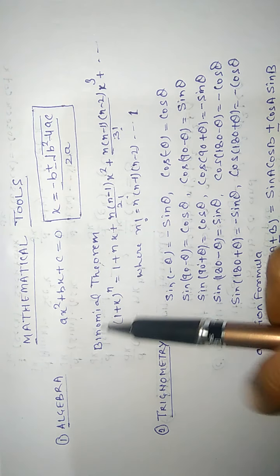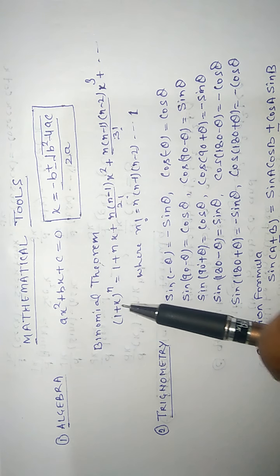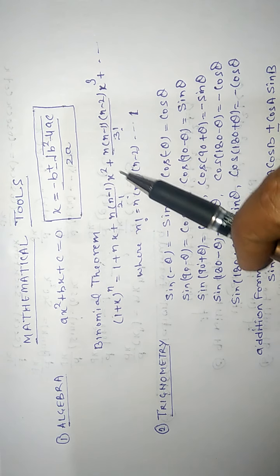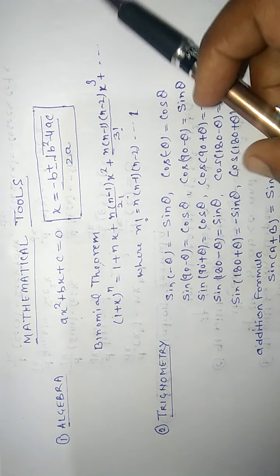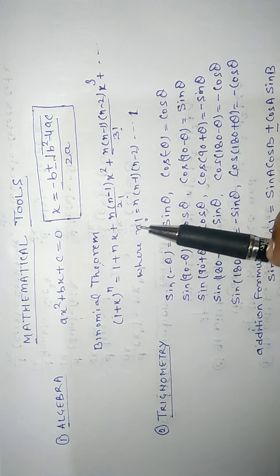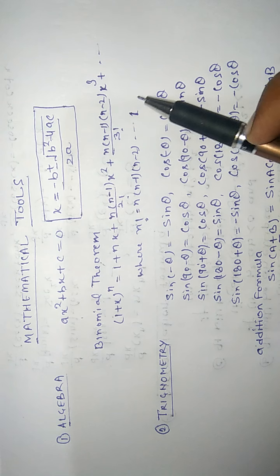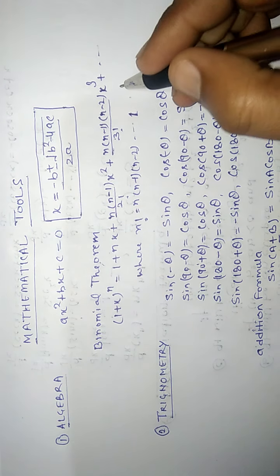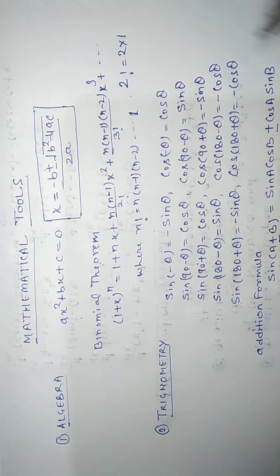Our next formula is the binomial theorem. Here, 1 plus x to the power n is equal to 1 plus nx plus n into n minus 1 upon 2 factorial x square plus n into n minus 1 into n minus 2 upon 3 factorial x cube, and so on up to infinity, where n factorial is equal to n into n minus 1 into n minus 2 up to 1. Suppose this is 2 factorial, then it means 2 into 1. Similarly, 3 factorial means 3 into 2 into 1.